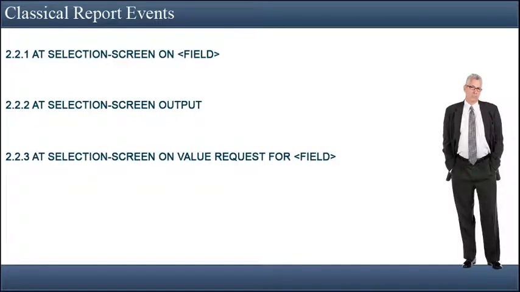At selection screen on field: this event is used to validate a particular field present on the selection screen. At selection screen on output: this event is used to change the selection screen properties dynamically. At selection screen on value request for field: this event is used to give F4 help to a particular field present on the selection screen.